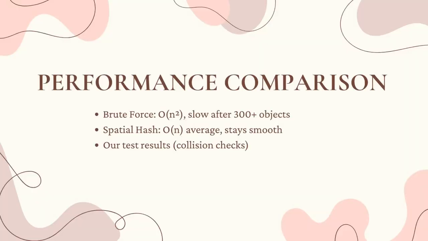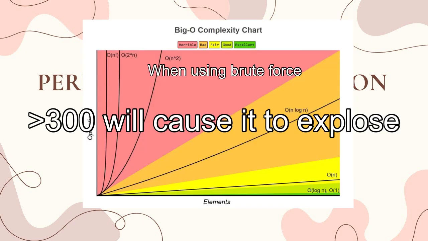Comparing the performance of the two different approaches to collision detection, the brute force method checks every possible pair of objects, which means its complexity grows as big O of n squared. In practice, once we exceed around 300 objects, the system slows down significantly because the number of checks explodes.